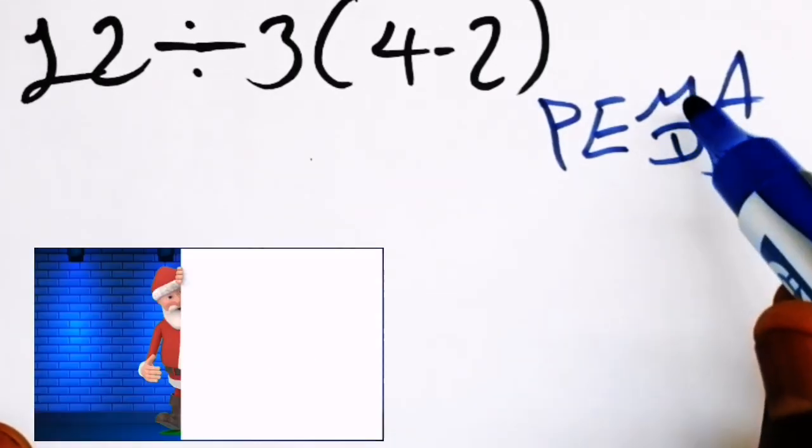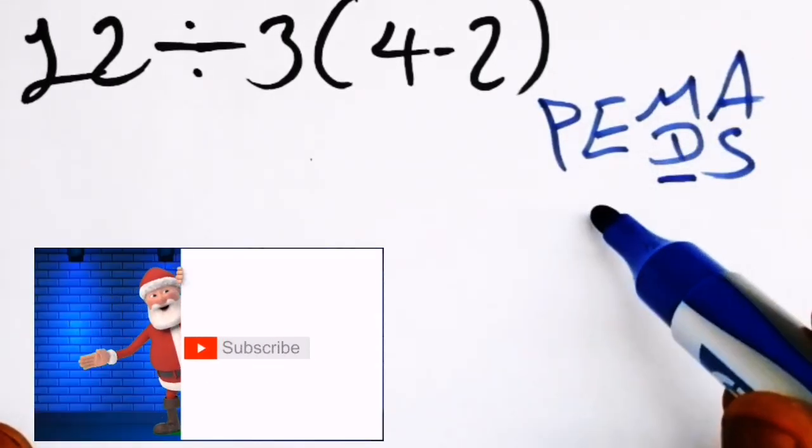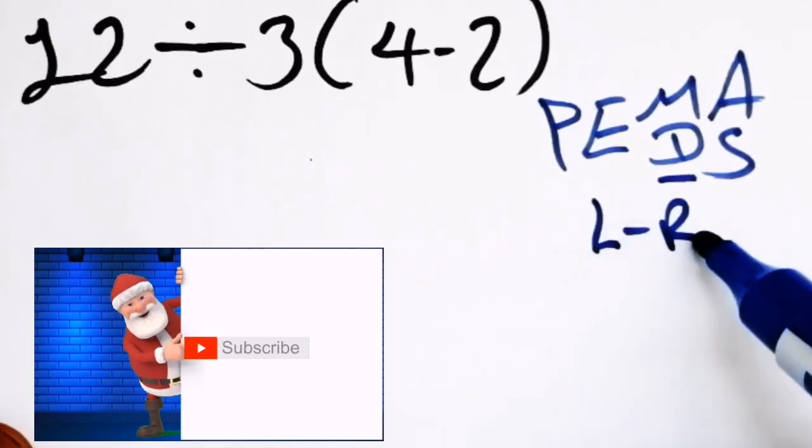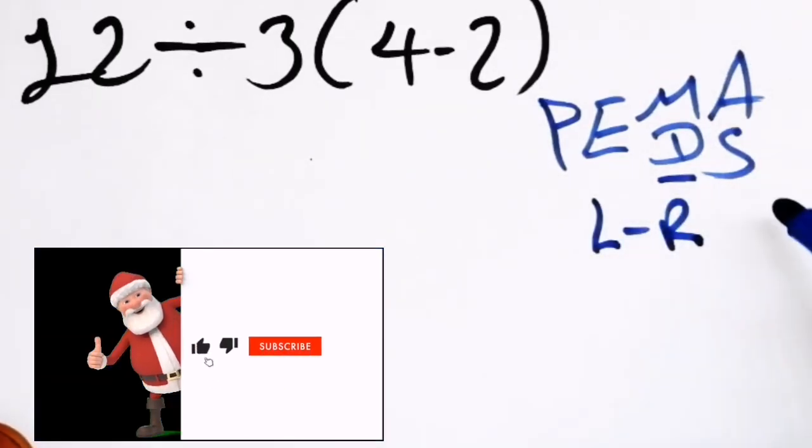Remember that multiplication and division have equal priority. We have to work from left to right. The same applies to addition and subtraction.